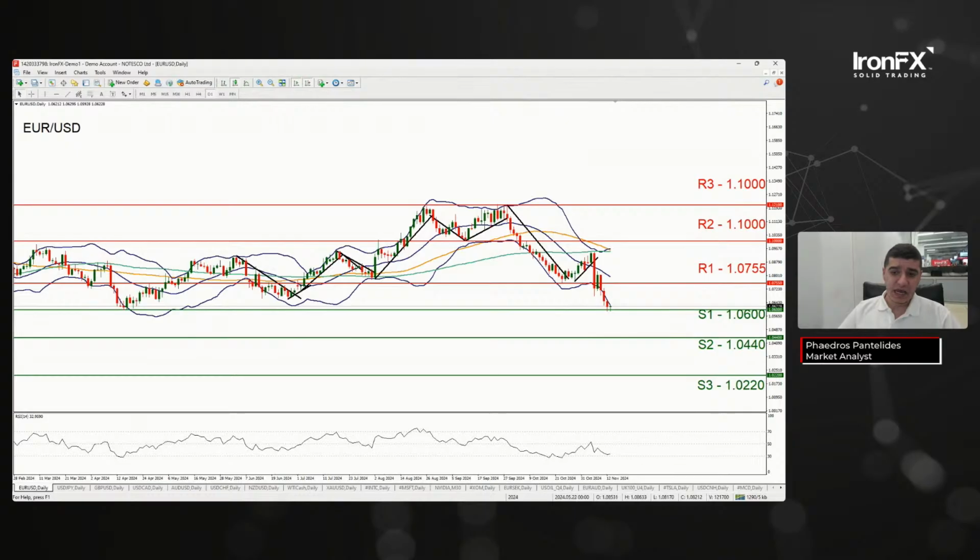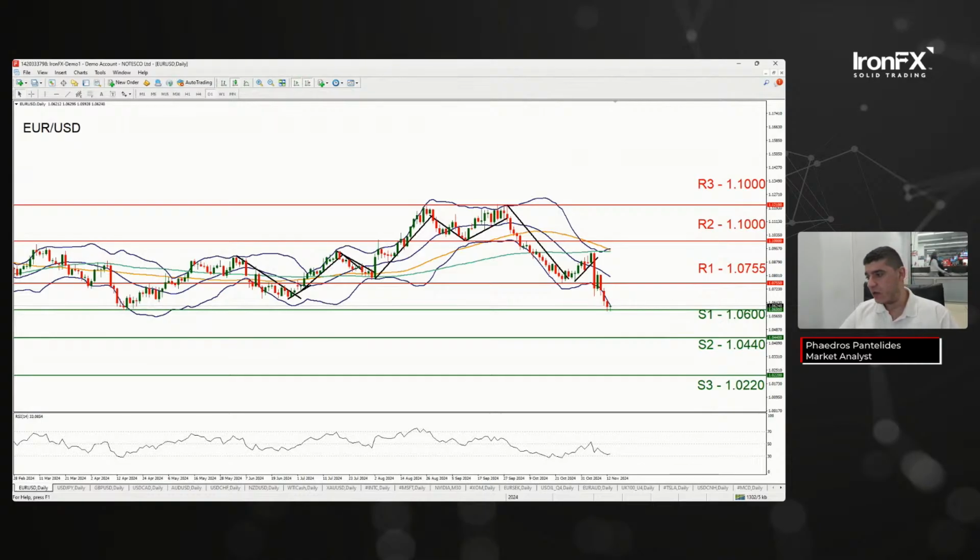We would maintain an overall bearish market sentiment. Overall a bearish outlook for the particular pair. The RSI is still at 32, which does imply bearish market tendencies. For a bearish outlook to continue, we would require a break below that S1 level. Next target is S2 on your screens at 1.0440.